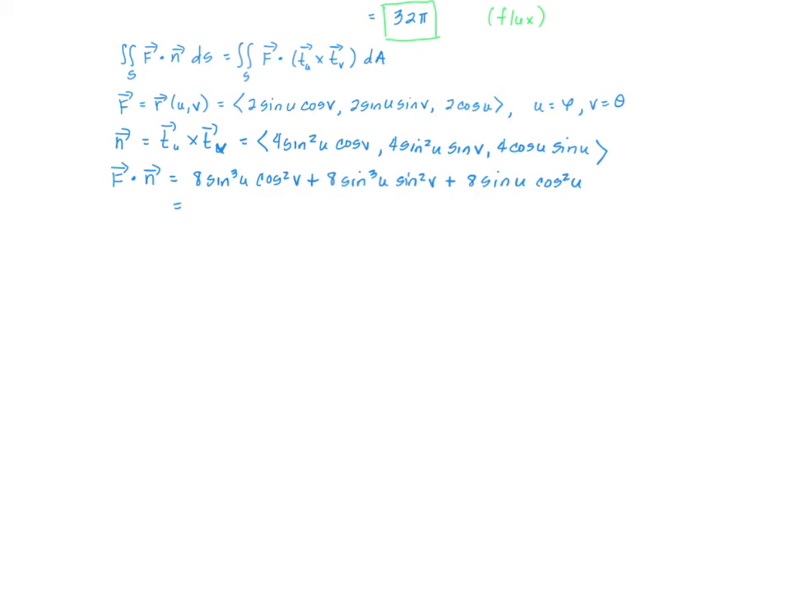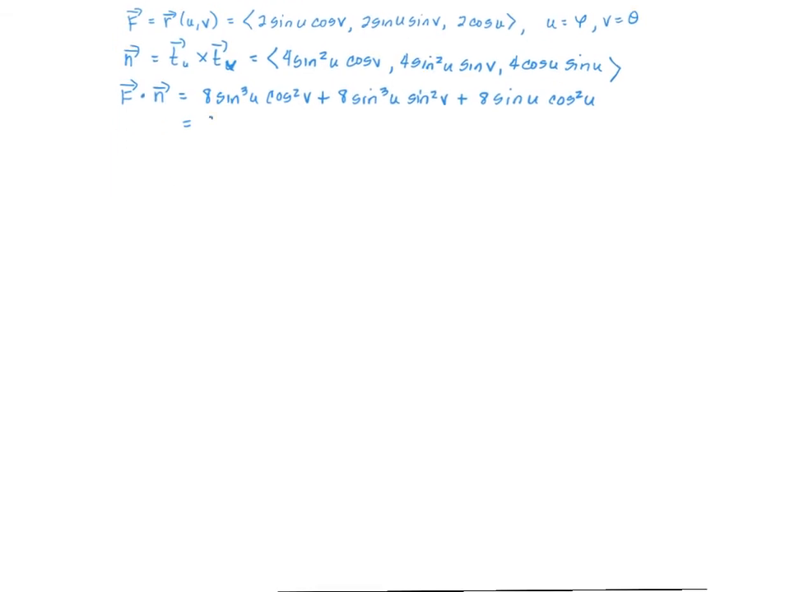All right, simplifying it. If you look at the first two terms and you factor out 8 sine cubed u, what's left is cosine squared v plus sine squared v, which is simply 1. So that would simplify to 8 sine cubed u plus 8 sine u cosine squared u. And now factoring out 8 sine u, you'd have sine squared u plus cosine squared u, which is just 1. So that's going to be the dot of F with n, our normal vector.